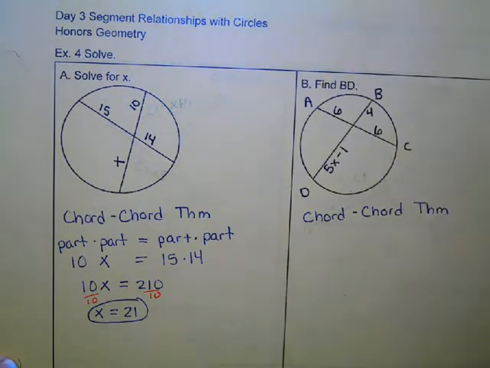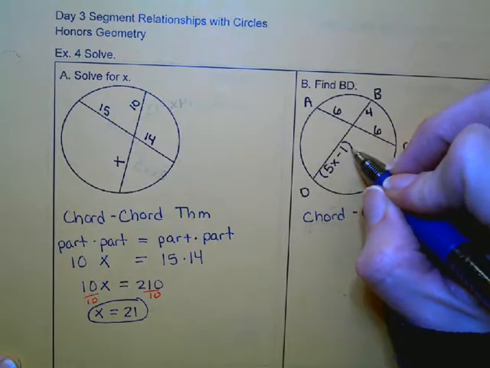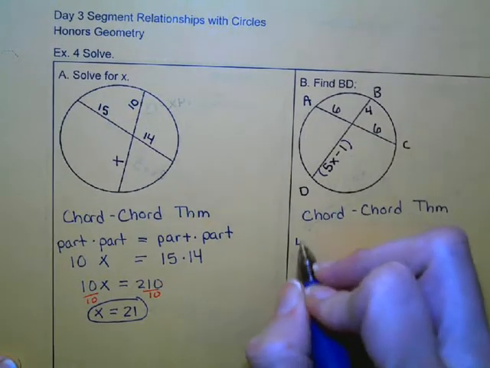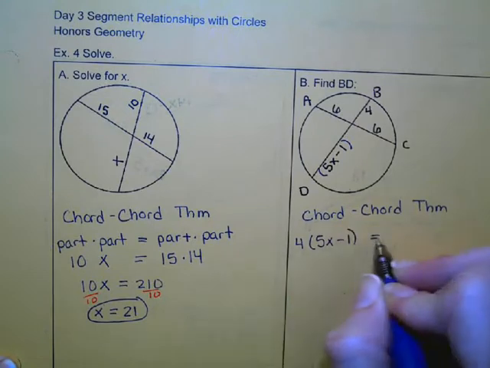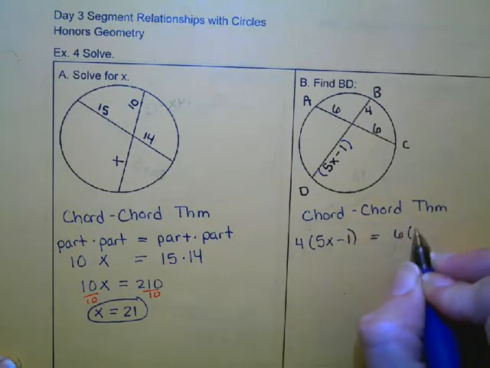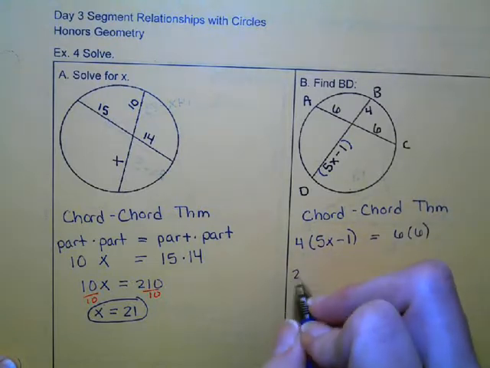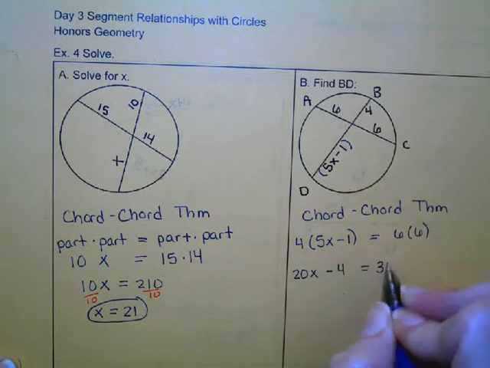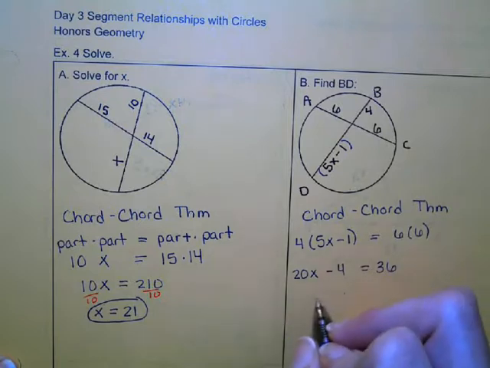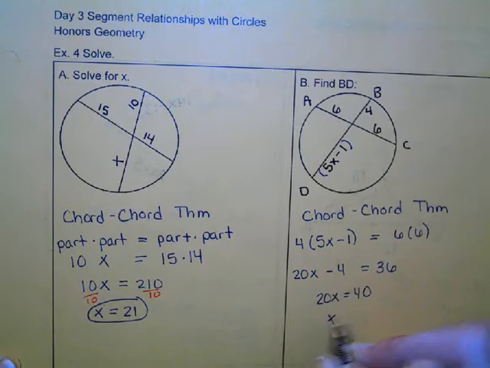Whenever you have a plus or a minus sign in a problem, go ahead and put parentheses around it. So when you do 4 times 5x minus 1, that 5x minus 1 is in parentheses. And the other way would be 6 times 6. So we have 20x minus 4, because we'll need to distribute. Then to get x by itself, we'll add the 4 to the other side. And then divide, x equals 2.